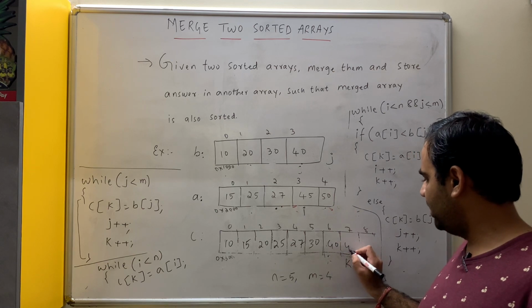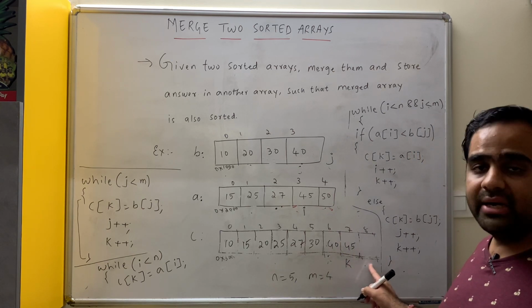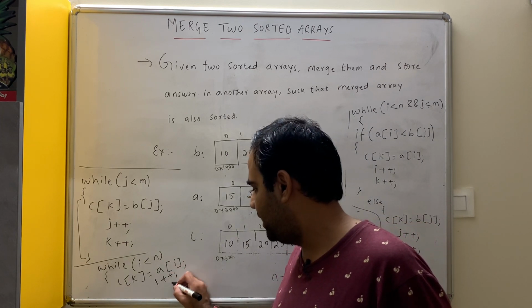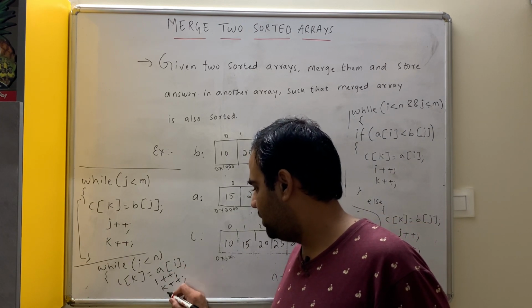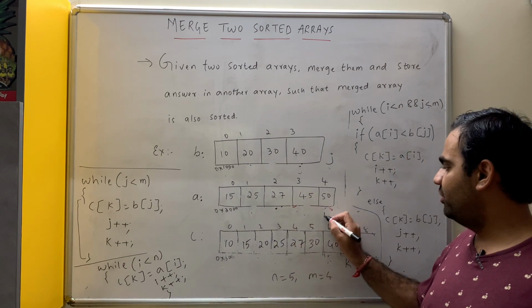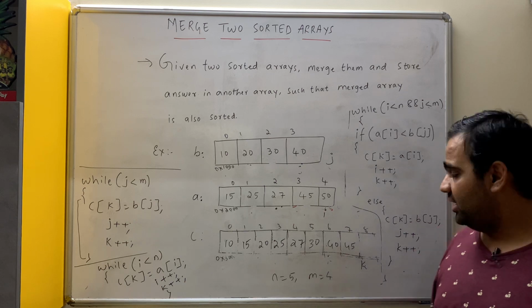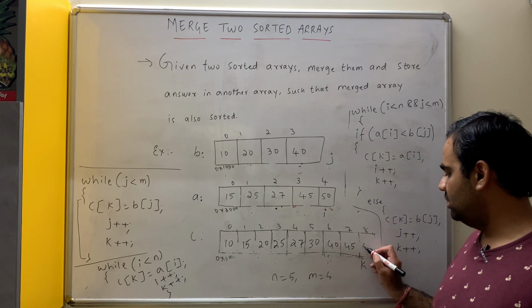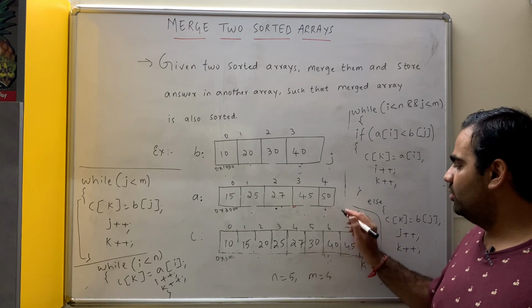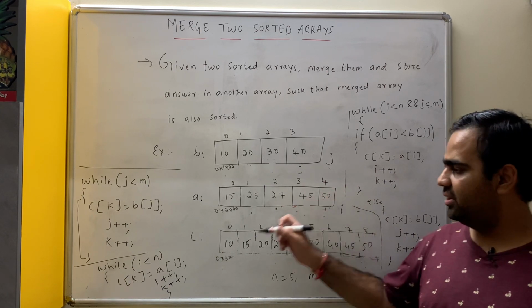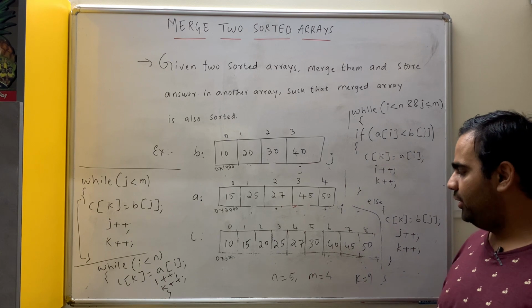Now what is a of i? 45. Next time you want to write at index 8, you want to write the value of index 4, hence we say i plus plus, k plus plus. Again go back. i less than n, yes, C of k equals a of i, 50. You say i plus plus, k plus plus, k becomes 9, i less than n is false, you come out and you display array C.